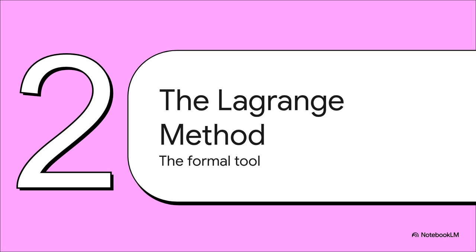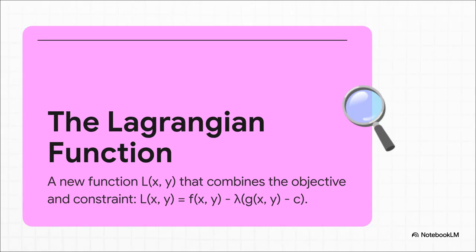Okay, so graphs are great for understanding the idea. But how do we actually find that magic point using just algebra? Well, that's where the super elegant Lagrange method comes into play. What we do is we build this new special function. It's called the Lagrangian, and what it does is really clever.